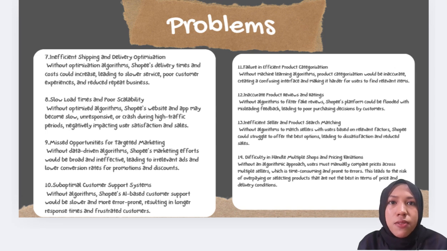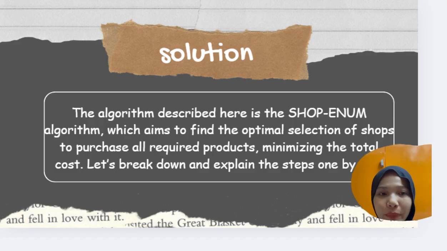And lastly is difficulty in handling multiple shops and pricing variations. Without an algorithmic approach, users must manually compare prices across multiple sellers, which is time consuming and prone to error. This leads to the risk of overpaying or selecting products that are not the best in terms of price and delivery conditions. This is my turn to discuss the solution to the problem we encounter in online shopping.